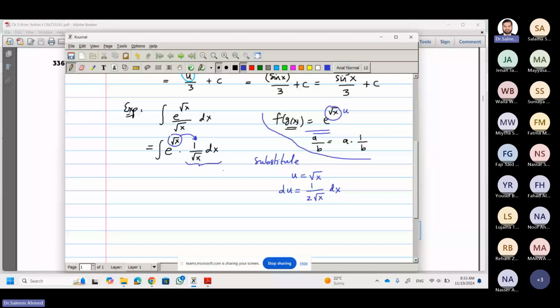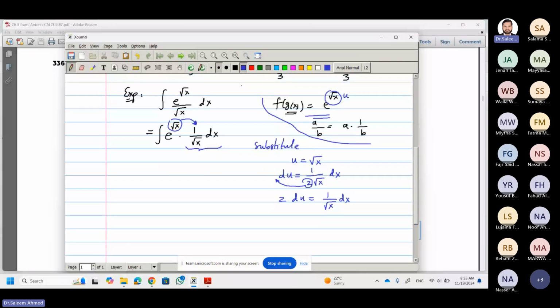But because here I don't have any 2, if 2 is not there, I can just multiply it over on the other side. So I can write 2 du is equal to 1 over x dx, because in the integral I am only given 1 over x dx. So now you can see that I can write e to the power u, and 1 over x dx becomes 2 times du. It's not just du now, it's 2 times du.